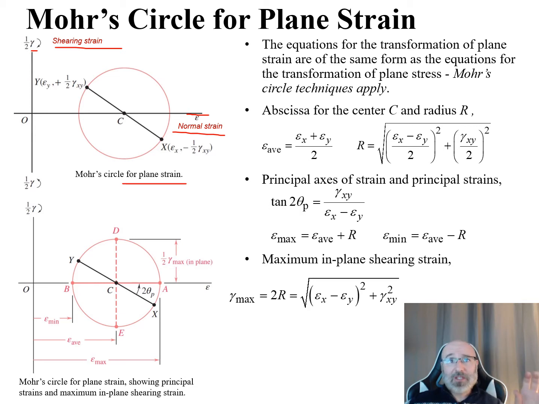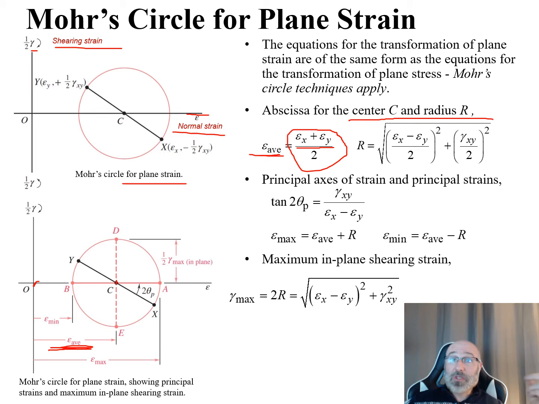We have these different axes here, and we can see that the location for our center C and our radius have the following relationships. Our epsilon average goes from our point O over here to the center of our Mohr's circle right there, and this is our average strain. That's given by the relationship epsilon x plus epsilon y, all divided by 2. So now we come up with our average term there.